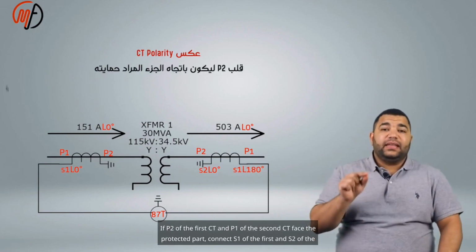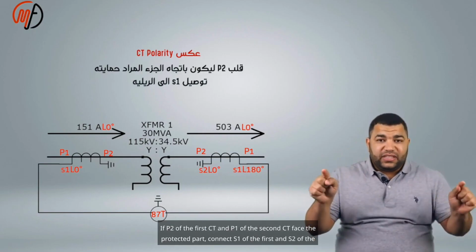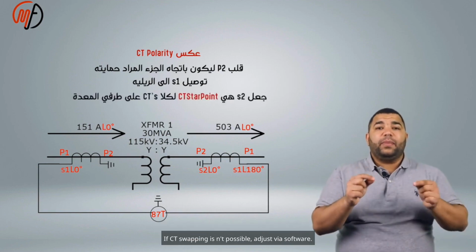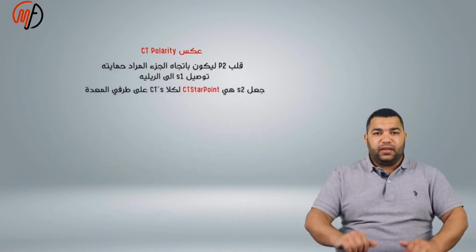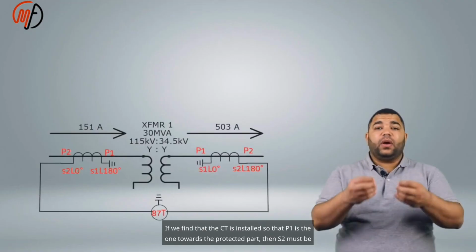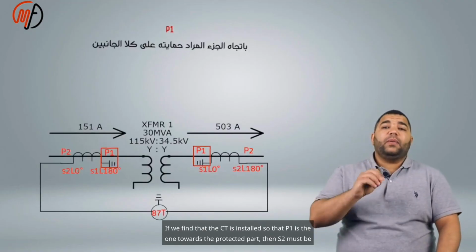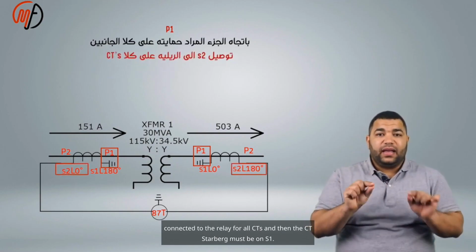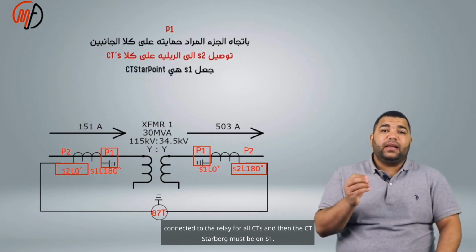If P2 of the first CT and P1 of the second CT face the protected part, connect S1 of the first and S2 of the second to the relay. If CT swapping isn't possible, adjust via software. If we find that the CT is installed so that P1 is the one towards the protected part, then S2 must be connected to the relay for all CTs, and then the CT star point must be on S1.